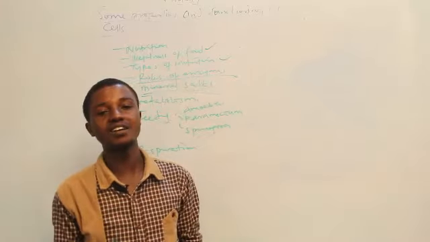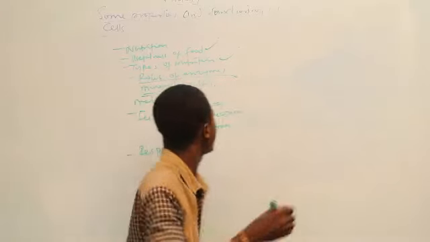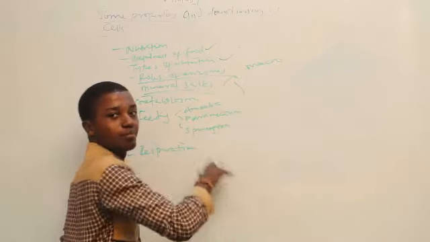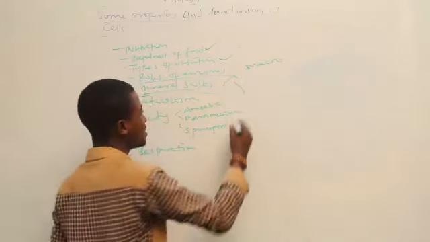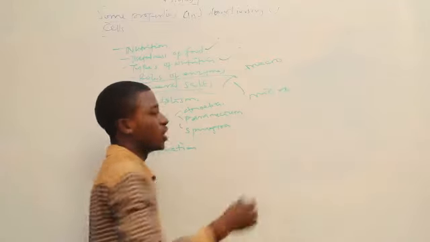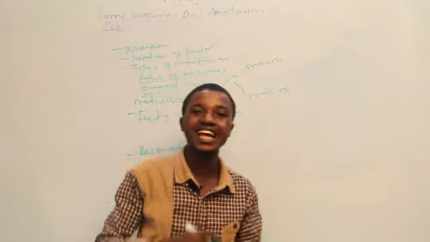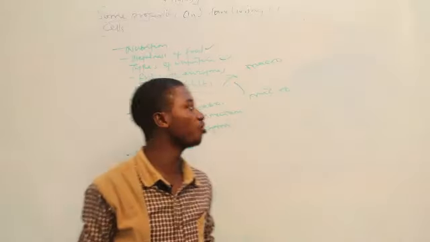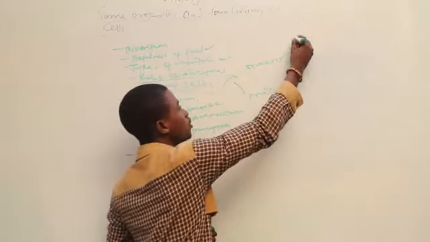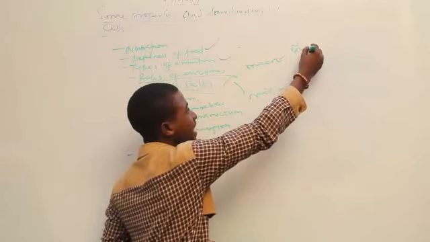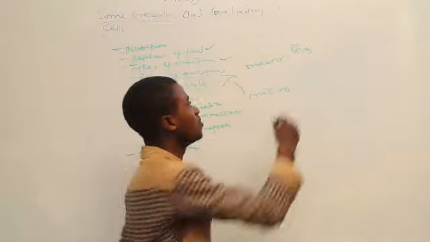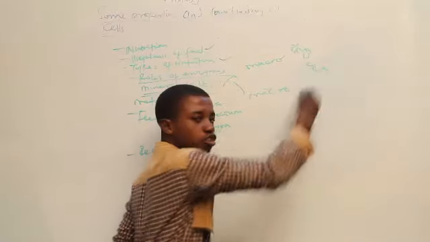We said minerals are needed by plants for growth. We said minerals are broadly divided into two. We have the macro minerals, or the macronutrients, or macro elements, as the case may be, and we have the micronutrients. We said the macro elements are needed in large quantities for growth, while micronutrients are needed in smaller quantities for growth. For the macro, we made mention of nitrogen, we made mention of manganese, we made mention of magnesium, rather.